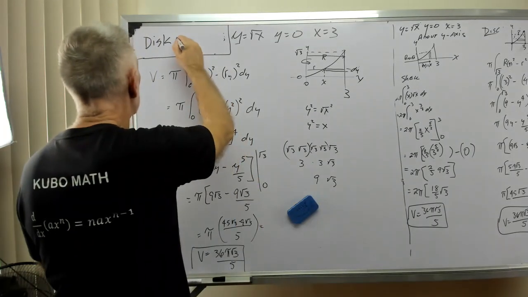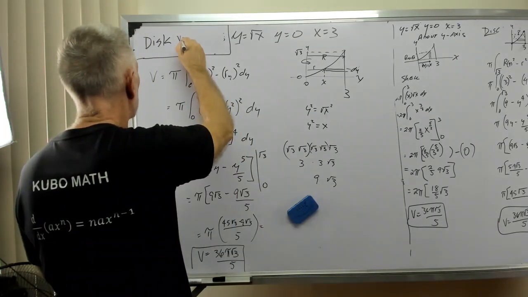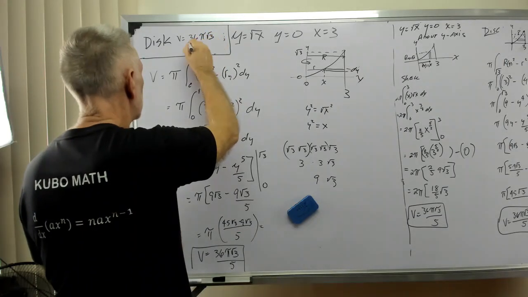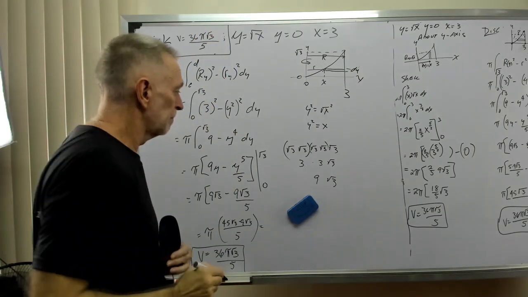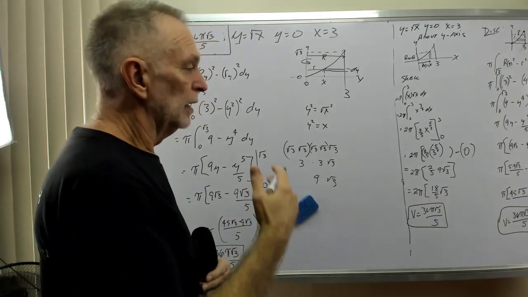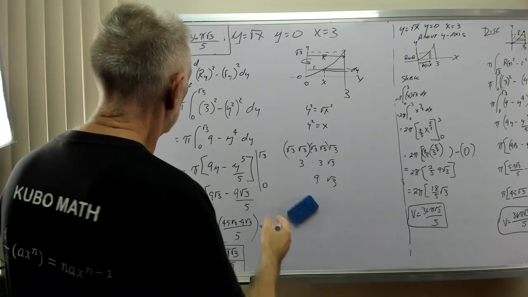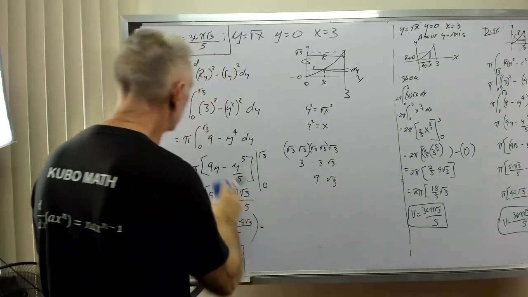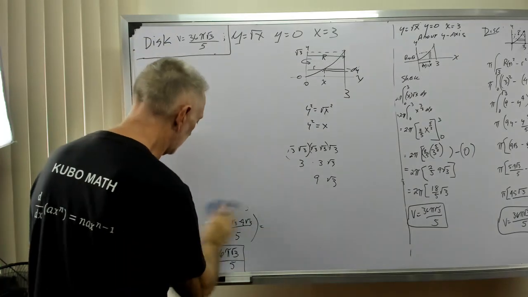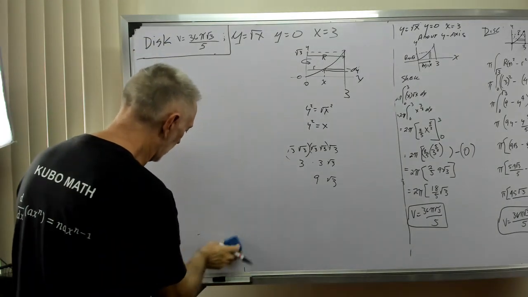Okay. Disk volume, 36 pi square root 3 over 5. Now let's look into the shell method and see if we can get the same thing. Have the same function, still rotating around the y-axis.